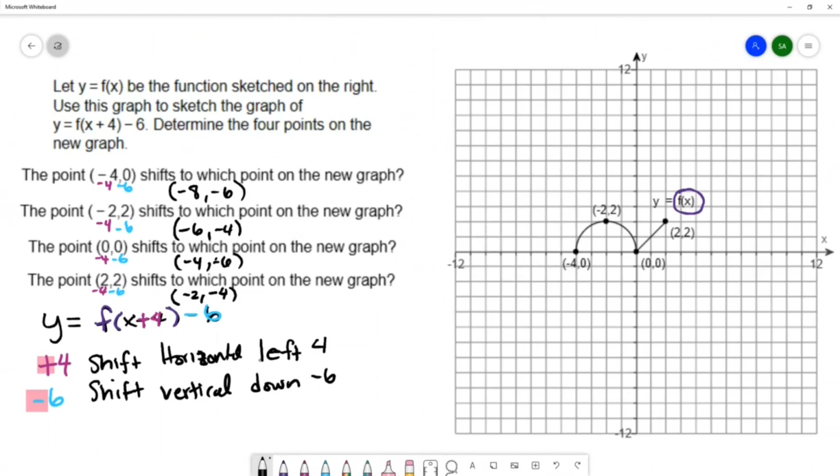So I'm going to erase these markings that I was doing for an example, and let's write our new points. So (-8, -6) would be here. (-6, -4) would be here. (-4, -6) would be here. And (-2, -4) would be here. And I can sketch the graph. We have the semicircle here and a straight line here. So we've been able to take our graph and shift all of the points to the left 4 and down 6.